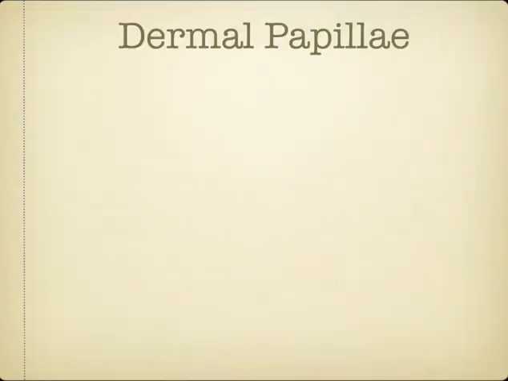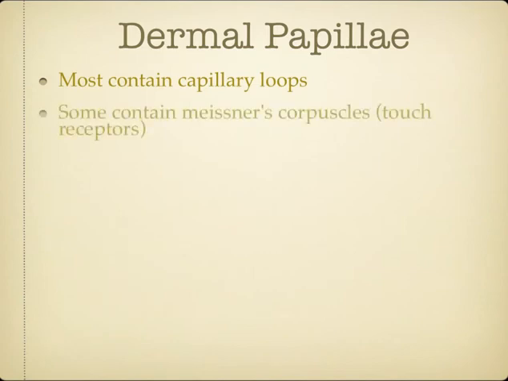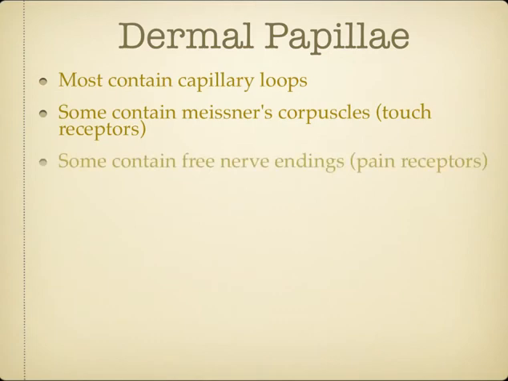Dermal papillae contain capillary loops. They also contain another kind of touch receptor known as a Meissner's corpuscle, which we've not talked about before. These are often described as looking a lot like a light bulb with an outer capsule and a coiled up nerve fiber on the inside, but more about those a little later on. Some also contain free nerve endings, kind of a bare naked nerve ending that are often pain or even temperature receptors.